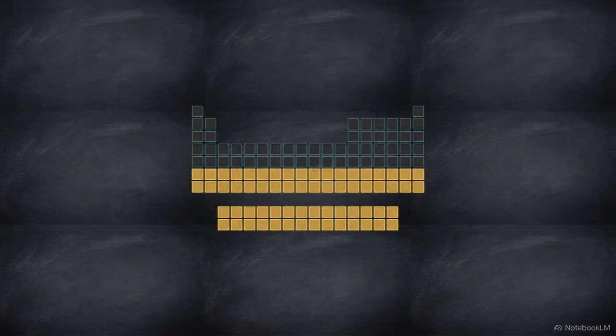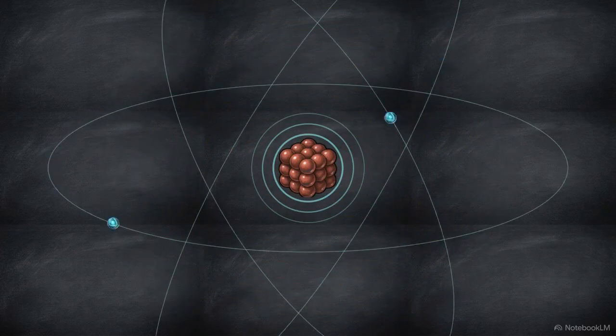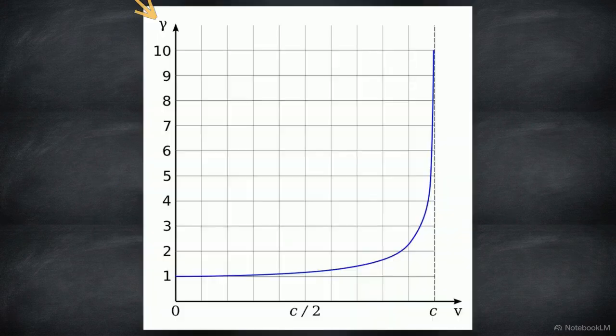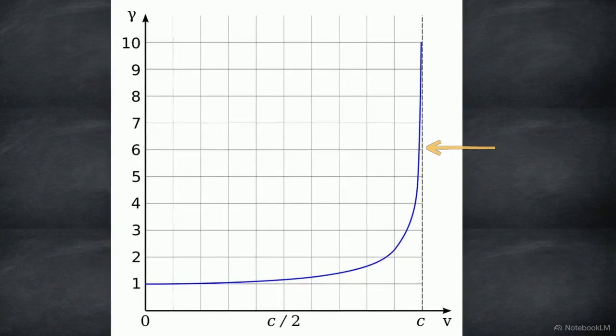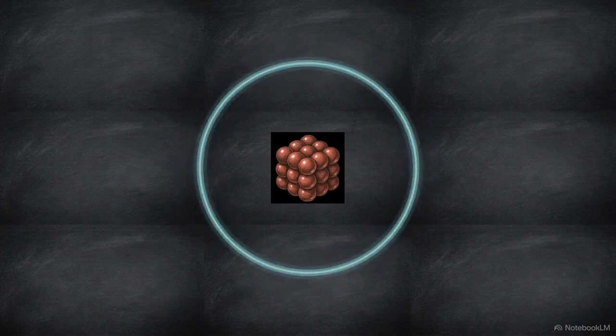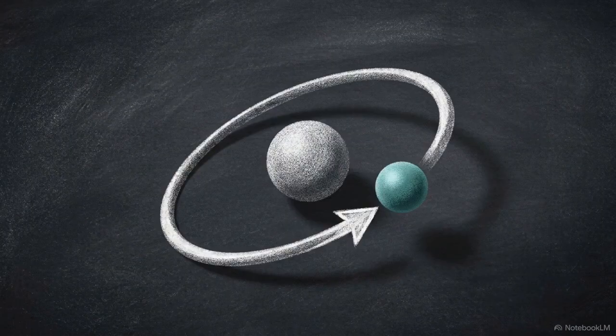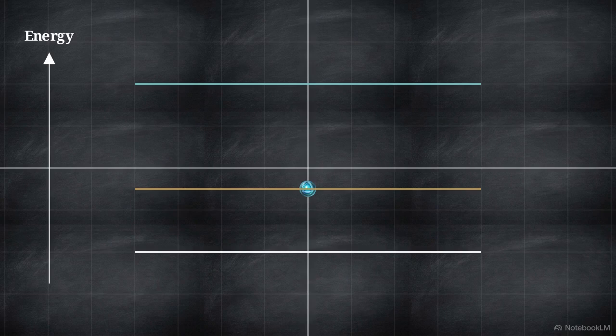Moving down to the bottom rows of the periodic table, the atomic nuclei become massive. These heavy elements pack an enormous positive charge, pulling intensely on their surrounding electrons. This graph charts the Lorentz factor, a core component of special relativity, curving sharply upwards as an object approaches the speed of light. To keep from collapsing into those massive nuclei, inner electrons must move at significant fractions of light speed. This extreme velocity couples the electron's spin directly to its orbital motion. This phenomenon, known as spin-orbit coupling, drastically shifts the energy levels of the electrons.